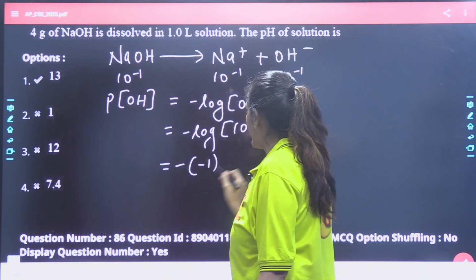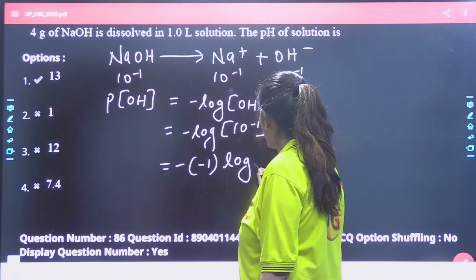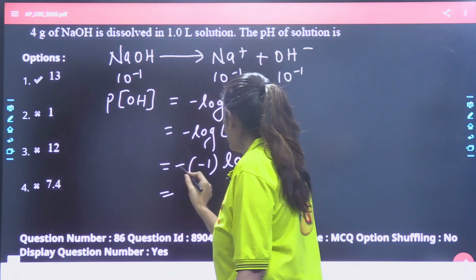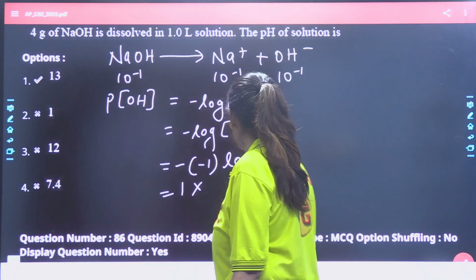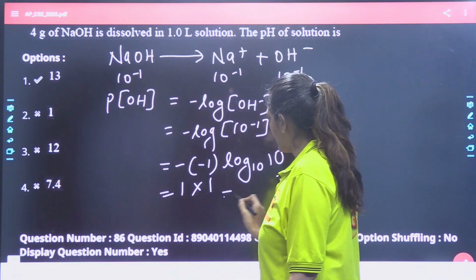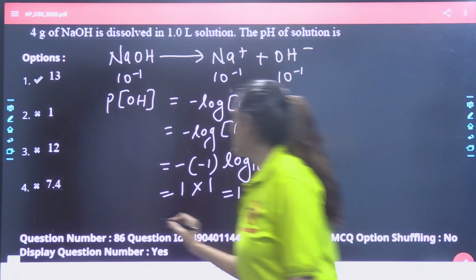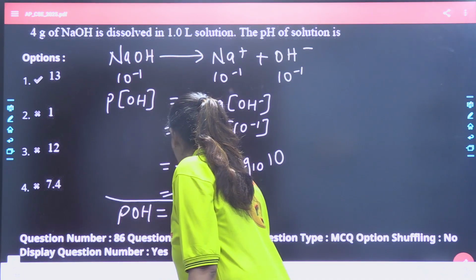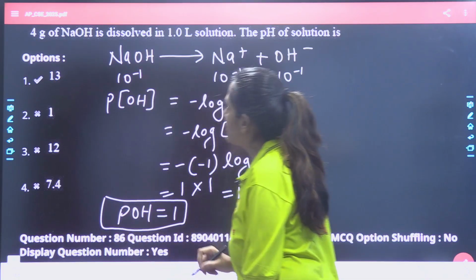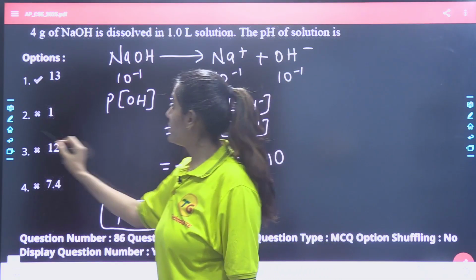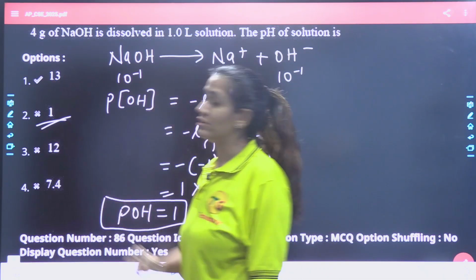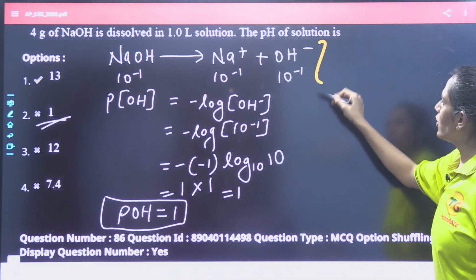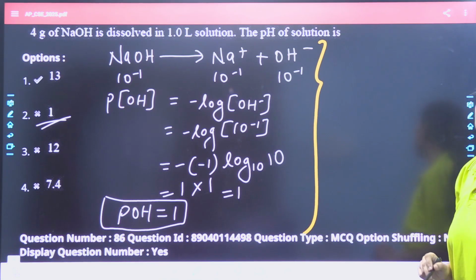We would solve it. Negative minus 1 would become log to the base 10, and minus minus is plus 1, and log to the base 10 is also 1. So we are having pOH value as 1. Is this what we are asked in the question? No, we are not asked, but you would definitely get this option. They did not ask us pOH value, they asked us pH value.